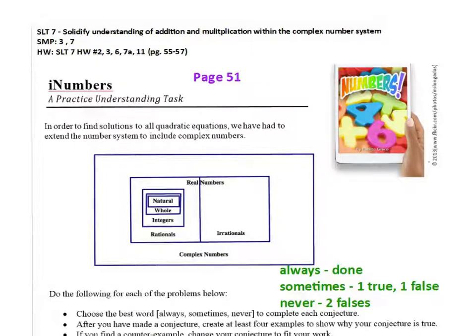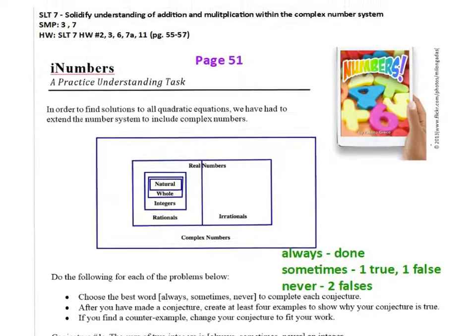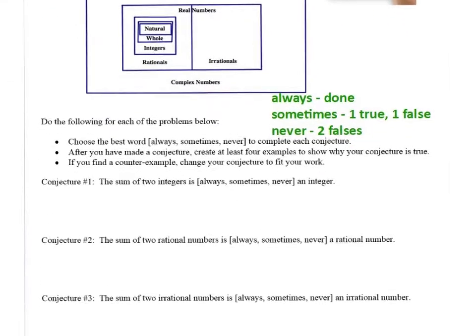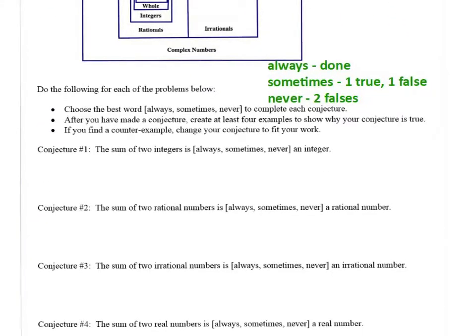So what we're going to do today, if you turn to page 51, we are going to solidify our understanding of addition and multiplication in the complex number system. And we are going to answer on page 51 these always, sometimes, never questions. And here are the directions. If you think the answer is always, you circle always, you're done. You don't have to give any examples. If you think the answer is sometimes, you have to provide one true example and one false example. And if you think the answer is never, you have to provide 2 examples that make the statement false.